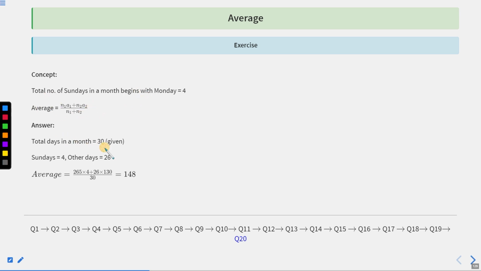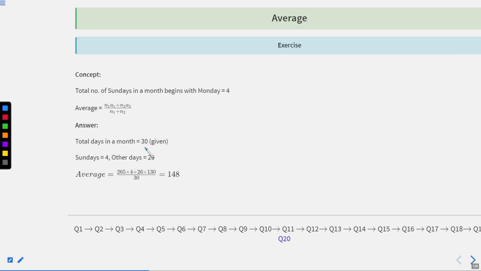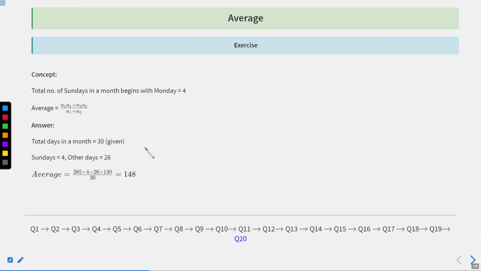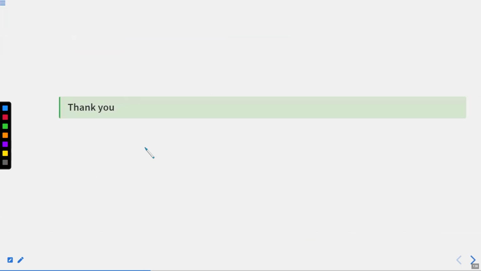So the total days in the month is 30, that is given to us. Sundays are 4, other days are 26. So the average is equal to (265 into 4 plus 26 into 130) upon 30. So that comes out to be 148. So the correct answer should be option number B, 148.